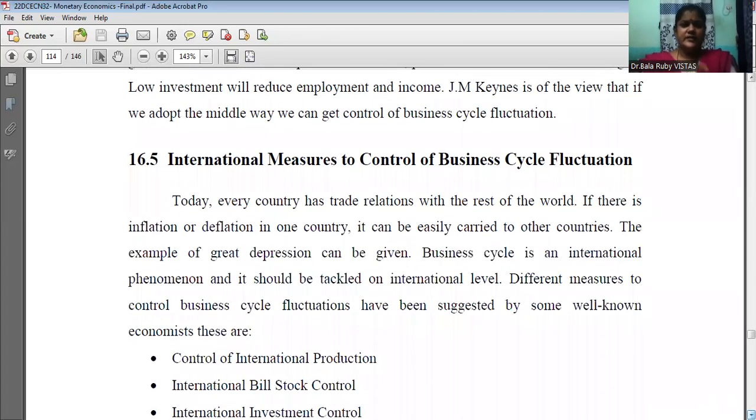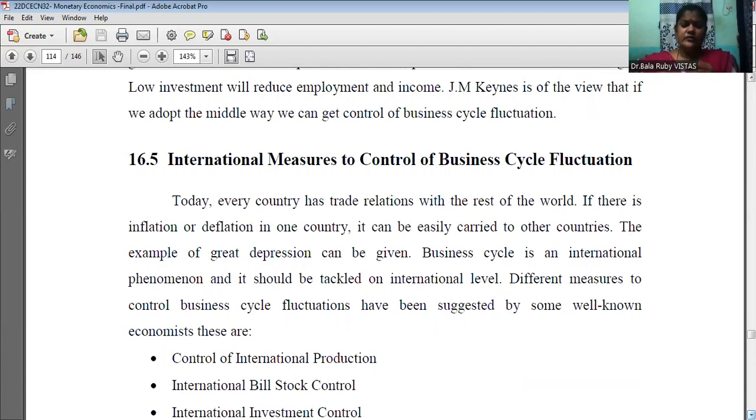So let us concentrate on the international measures to control business cycle fluctuation. Today, every country has trade relations with the rest of the world. If there is inflation or deflation in one country, it can be easily carried to other countries. The example of the Great Depression can be given. The business cycle is an international phenomenon and it should be tackled on an international level.